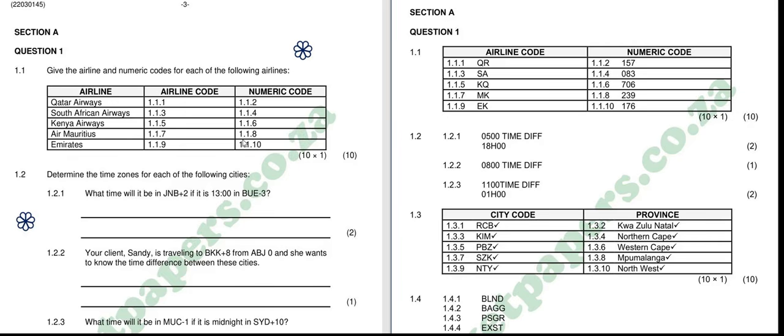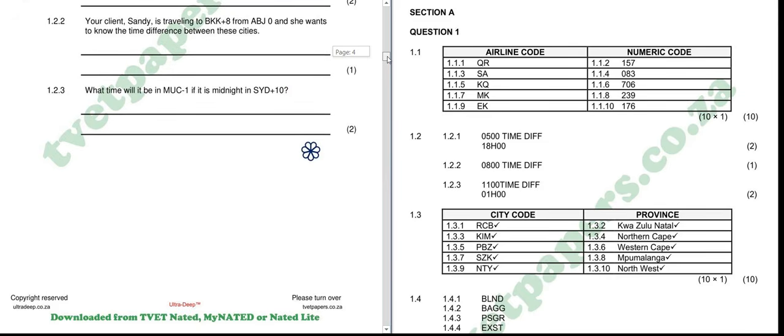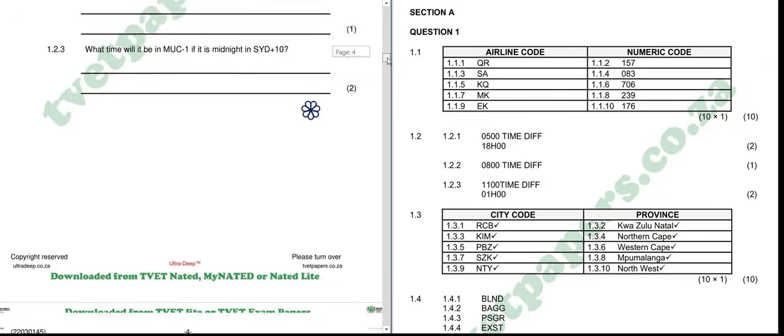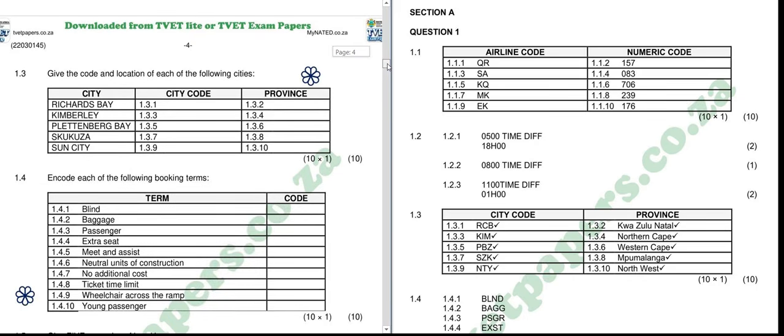Again, for 1.2.1 we have our responses indicated up to 1.2.3. 1.2.3 is asking what time it will be in MUC if it is midnight in SYD, plus 10. We also have the response for 1.2.3 on this part. Going down to 1.3, this is our question, and you can see our response for 1.3 on this side.